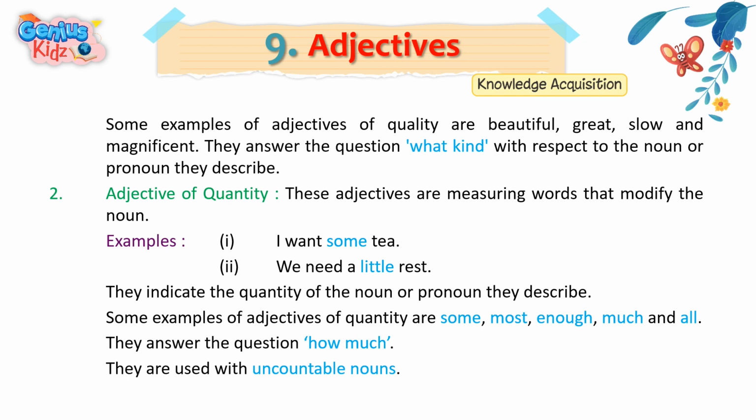2. Adjective of quantity. These adjectives are measuring words that modify the noun. Examples: 1. I want some tea. 2. We need a little rest. They indicate the quantity of the noun or pronoun they describe. Some examples of adjectives of quantity are some, most, enough, much and all. They answer the question how much. They are used with uncountable nouns.